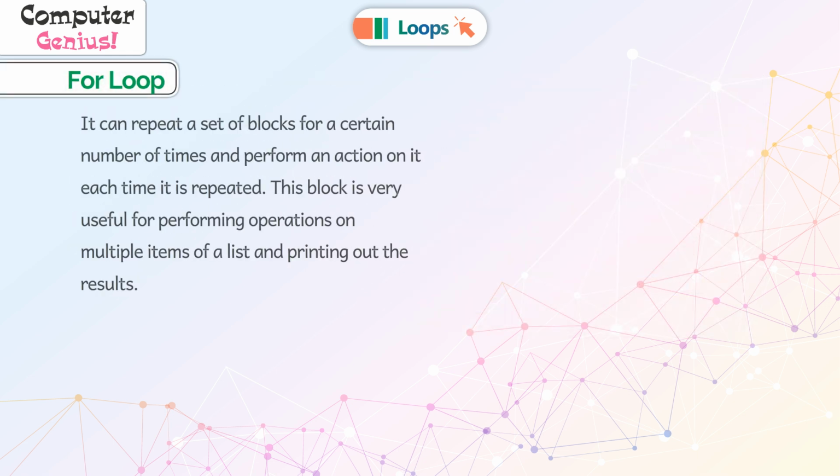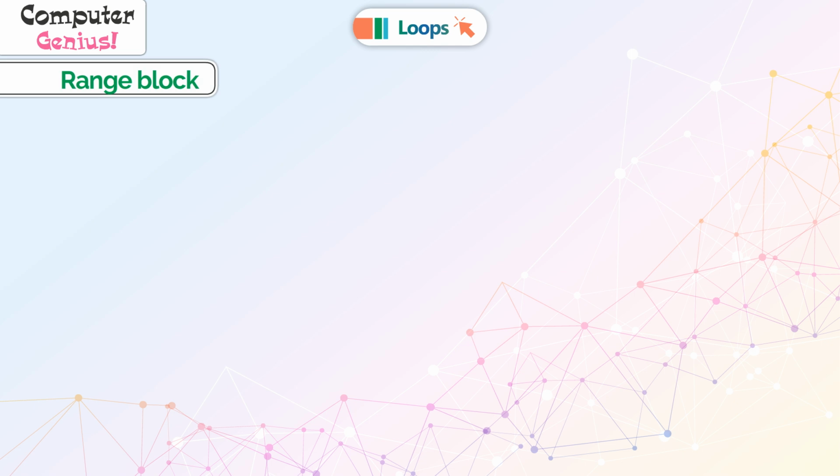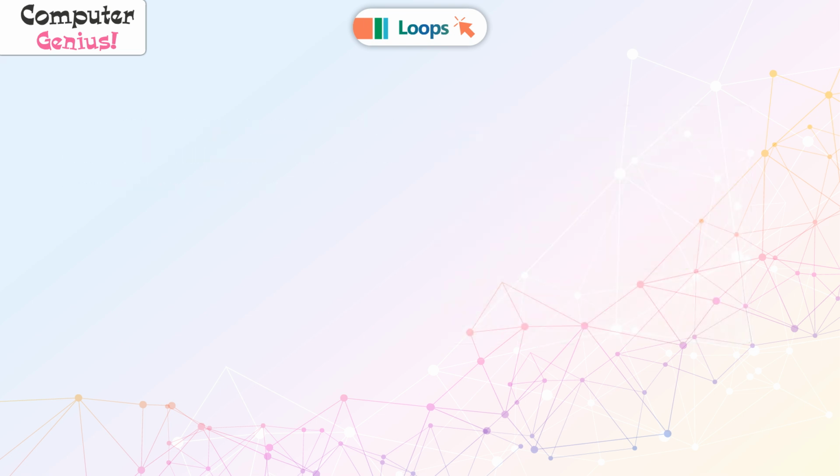For loop. It can repeat a set of blocks for a certain number of times and perform an action on it each time it is repeated. This block is very useful for performing operations on multiple items of a list and printing out the results. Range block. The range block can be used with the for each block to set the maximum number of times it will repeat its actions.